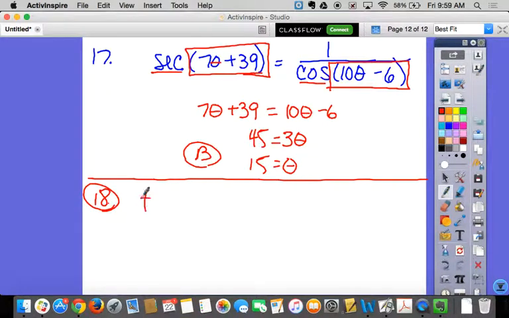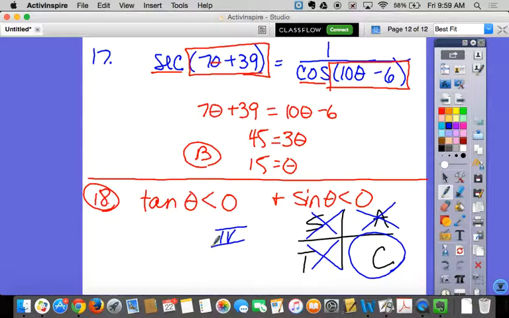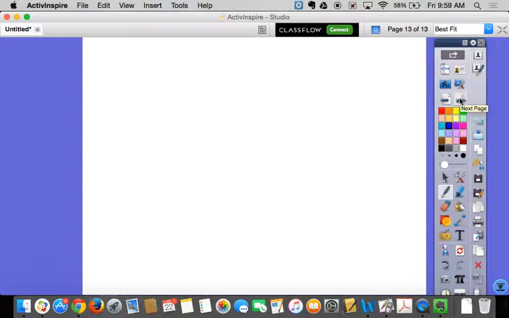On number 18, same kind of question that I ask you on quizzes. You know that tangent is less than 0, and you know that sine is less than 0. Where does that happen? Well, if you remember, all students take calculus. Just start canceling out. Tangent is positive in the first and the third. Sine is also positive in the second. So the only place where they're both going to be negative is in the fourth. So that's the one you need. Option A. So just process of elimination will get those.